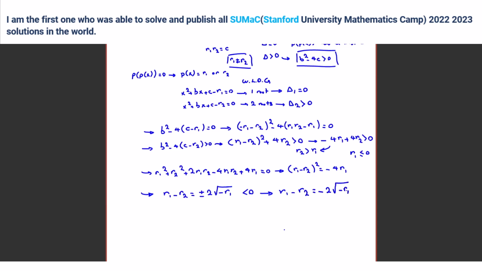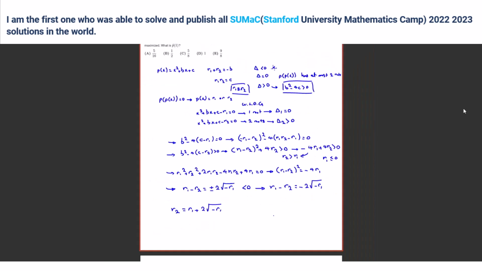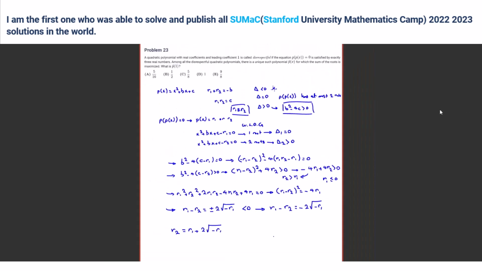So you found R2 in terms of R1. R2 is R1 plus 2 square root of negative R1. And the problem says the sum of the roots is maximum, right? Want to try the rest on your own or want more hint? I'll try the rest. Okay, sure.